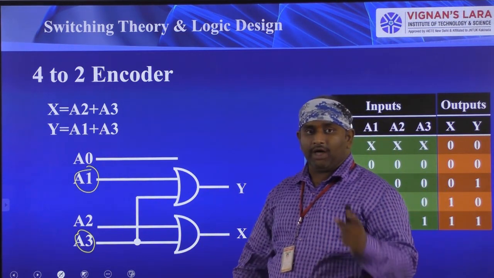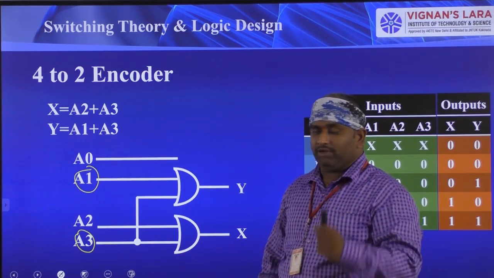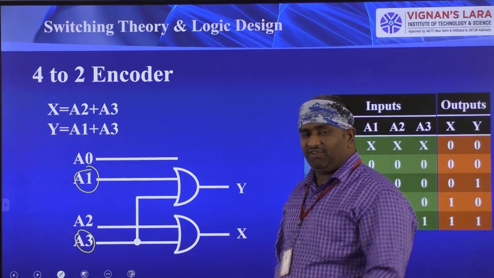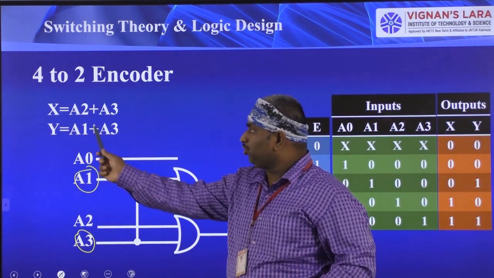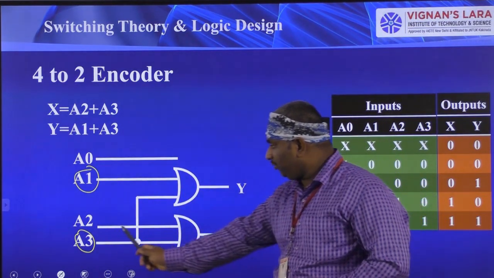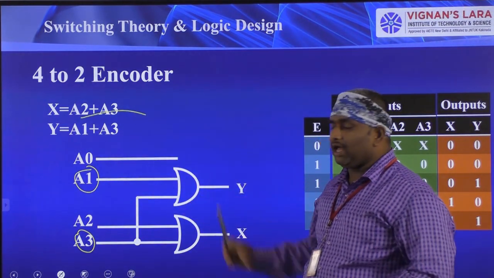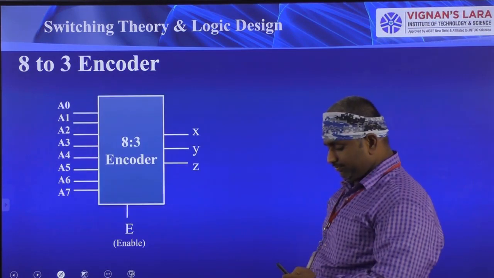Why? Because what is the OR gate functionality? If any one of the inputs of the OR gate is 1, then automatically the output is equal to 1. So see here, Y is equal to A1 plus A3. Next coming to X. For the X we have two inputs, A2, A3. Okay. So this is the logic diagram behind this 4 to 2 encoder.